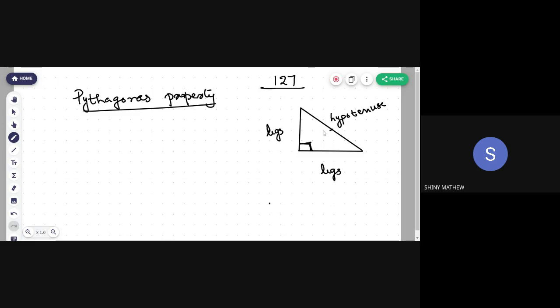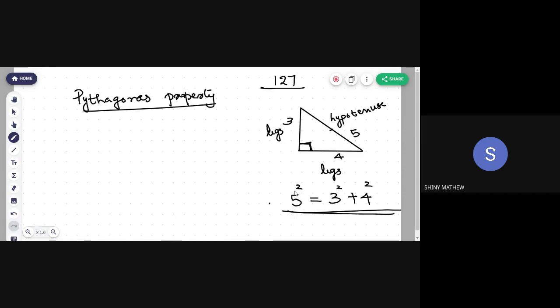So the property is this way. Square of hypotenuse. Suppose this side is 5 and the other two sides are 3 and 4. Then the square of this hypotenuse, that means 5 square, should be equal to the sum of the squares of the other two sides. The other two sides are 3 and 4, so we take the square of 3 and 4 and add them. Then every time this will be satisfied. That means hypotenuse square is the same as the sum of the squares of the other two sides.